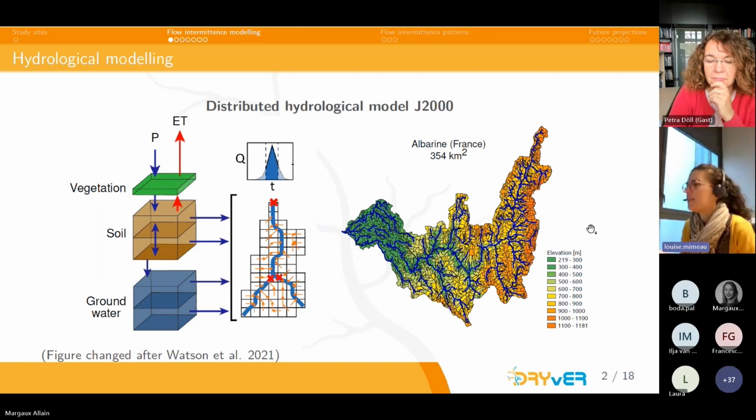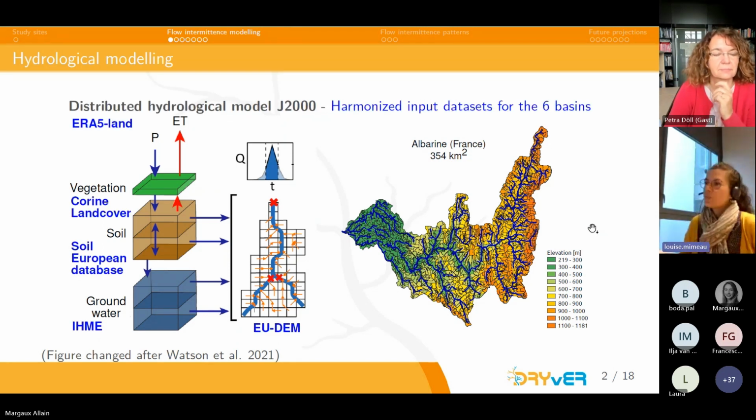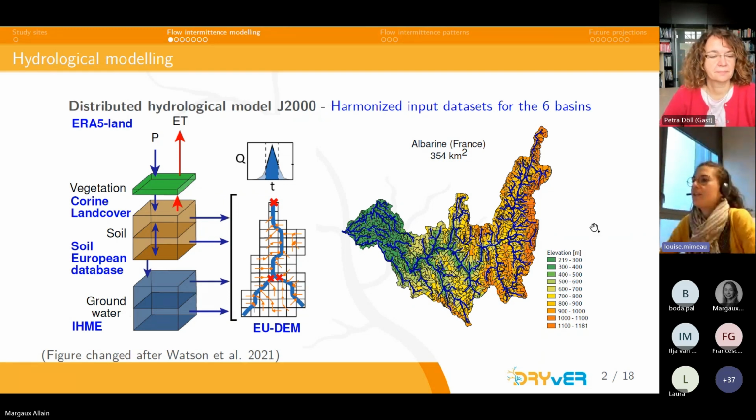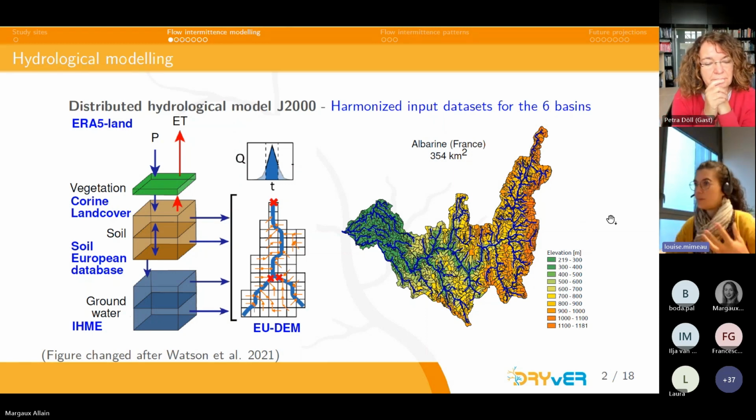So, next, please. To do the hydrological modeling in the 6 European catchments, we use harmonized input datasets. We mostly use datasets that were available at the European scale. So, for example, for the DEM, we use mostly the EU-DEM. For climate data, we use the ERA5 dataset, CORINE land cover for the vegetation, the European soil database for soil, and IHME for groundwater. Next, please.